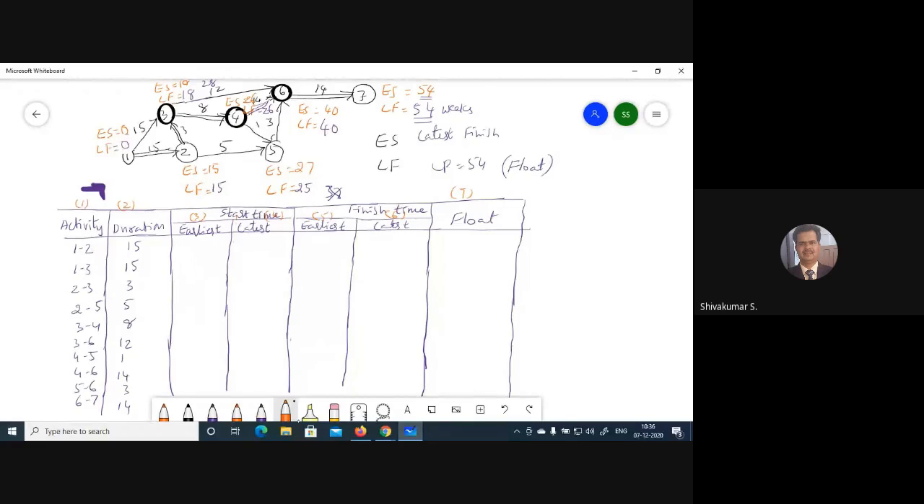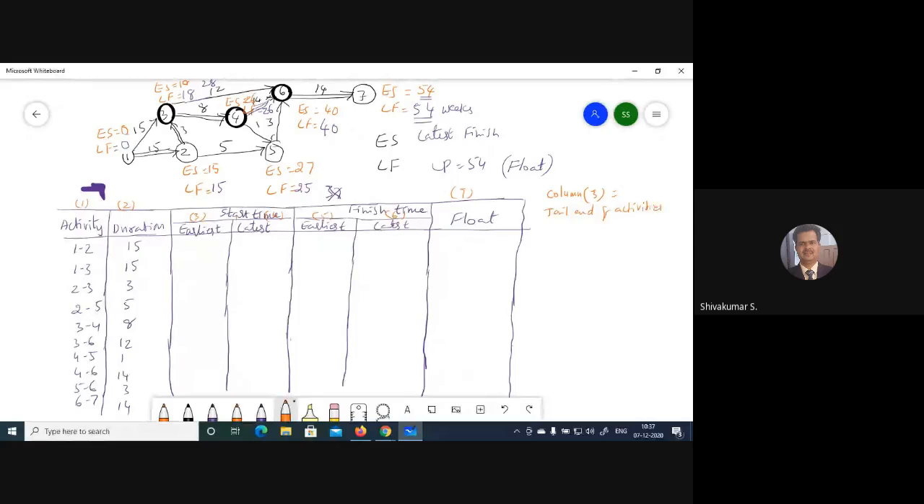Okay. So here you write one thing. Now fill columns 1 and 2. Now column 3. Column 3 is the tail ends of activities. Tail end of activities. Okay, tail end of activities.